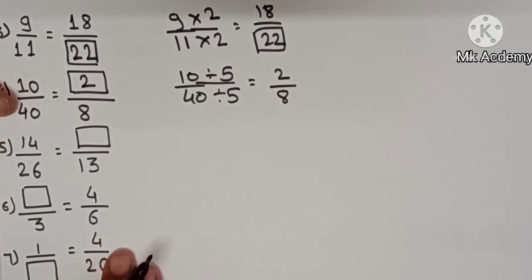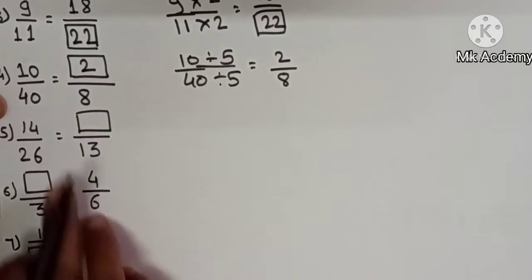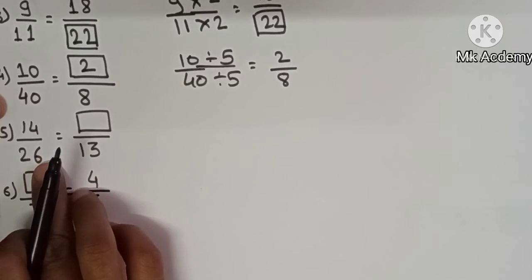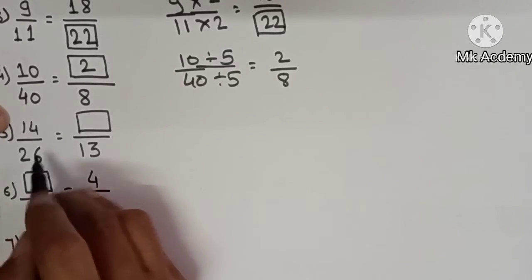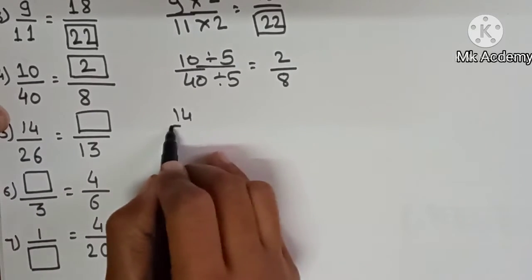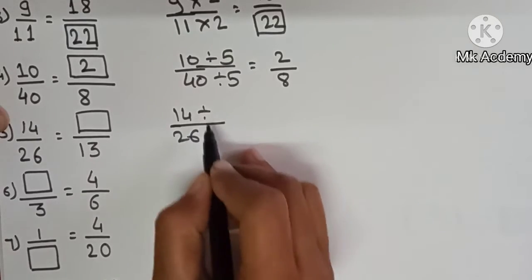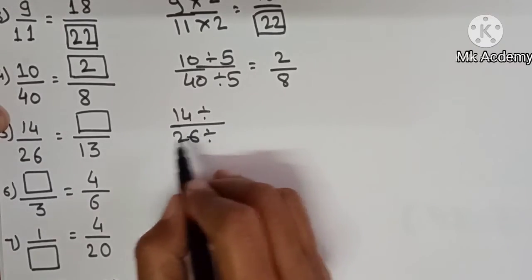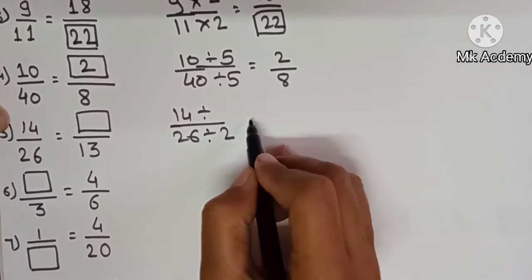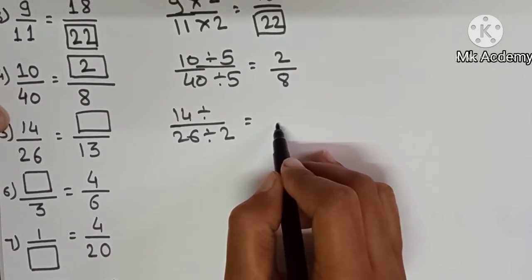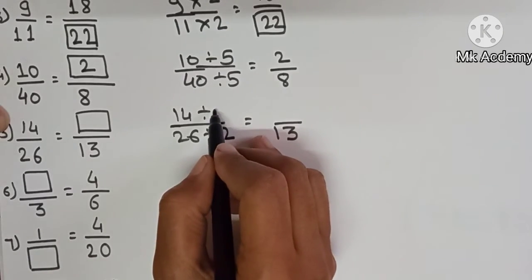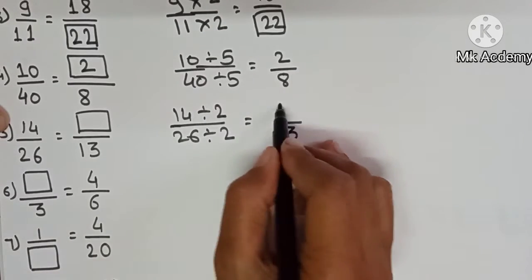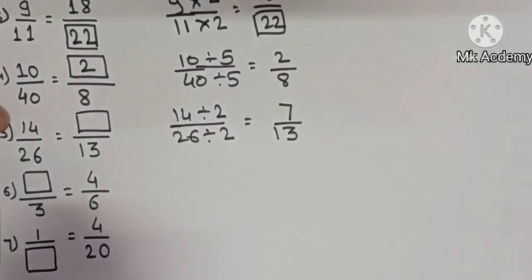Now example number 5, 14 upon 26. Here also 13 is smaller, so here we have to divide. Then 14 upon 26. Now if we divide 26 by 2, we get 13. 2 1s are 2, 2 3s are 6. Then we have to also divide this numerator by 2. 2 7s are 14. Therefore in the box we have to write 7.